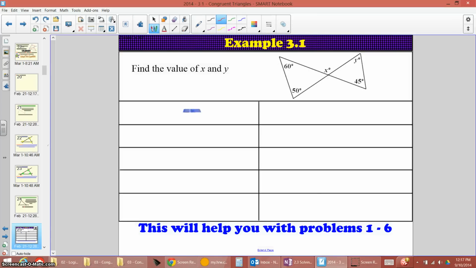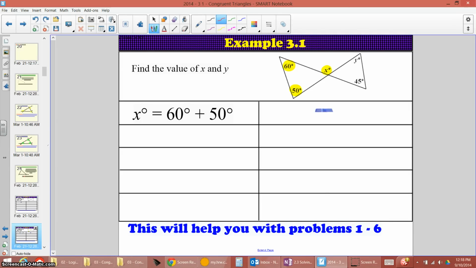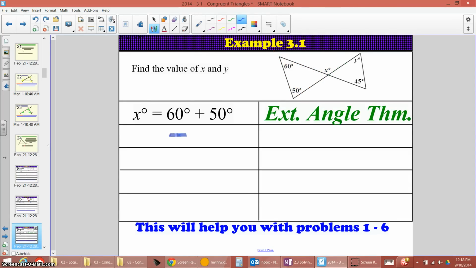So let's look at an example here. Find the value of x and y. X is in the middle there. I don't really have any information about it. I don't have that they're parallel. I don't really have anything at all. But I can say, hey, look, there's an exterior angle. If I draw the triangle in red, right there, and then I extend this line out in green, I can now see that the blue angle is equal to the two interior angles. That's the exterior angle theorem.